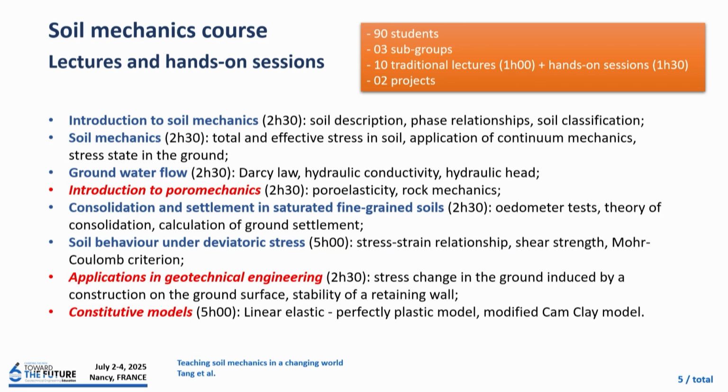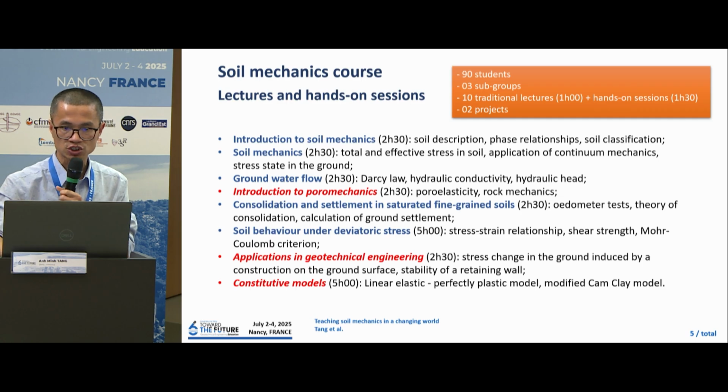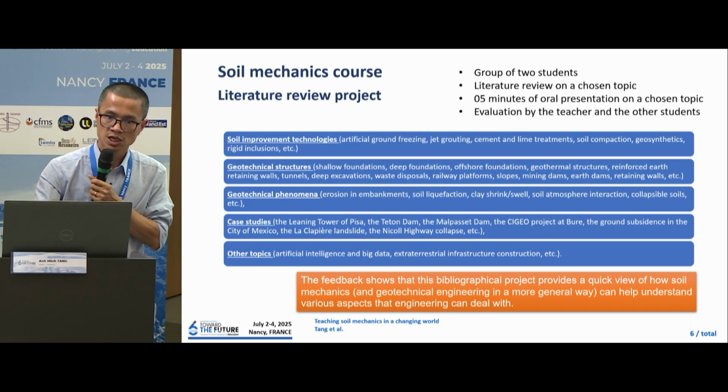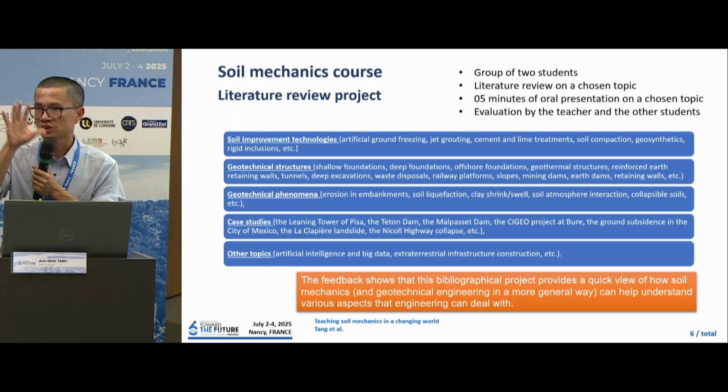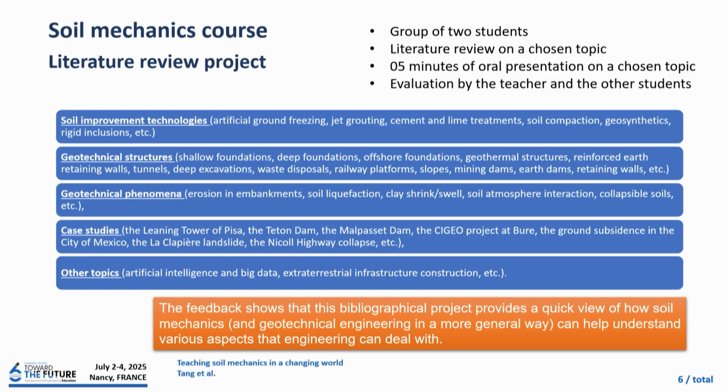Then besides these standard traditional lectures and hands-on sessions, we introduced 2 projects. The first project is what we call the literature review project. That means we divide students into groups of 2. Each group chooses 1 topic. And then they do, over about 1 month, a literature review on this topic, with ChatGPT if they want. Then they present in 5 minutes in front of the class, with questions and discussion, and they are evaluated by the teacher and also the other students.